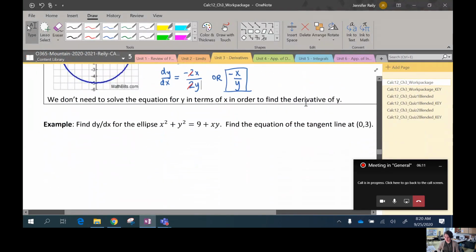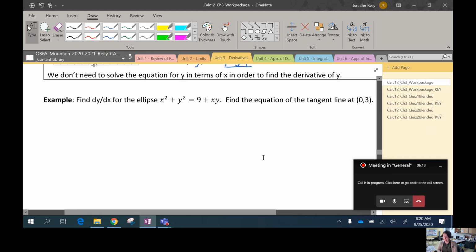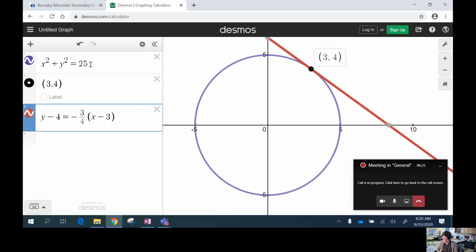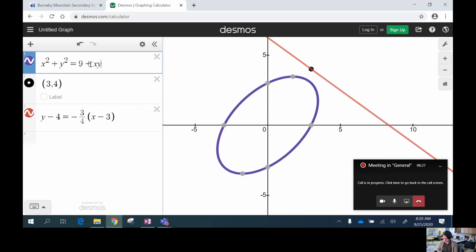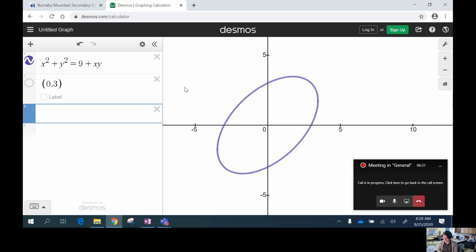Okay, so here we have an ellipse, x squared plus y squared equals 9 plus xy. We are going to find the equation of the tangent line at 0, 3. So I'm just going to go into my Desmos and set up that equation. You can see it looks like an ellipse. And this time I'm interested in the point 0, 3. I'm going to erase that line. So there's the point of my line. I want the tangent line. Looks like the slope is going to be positive.